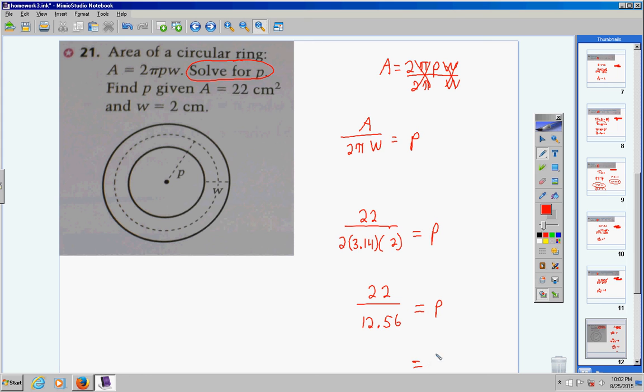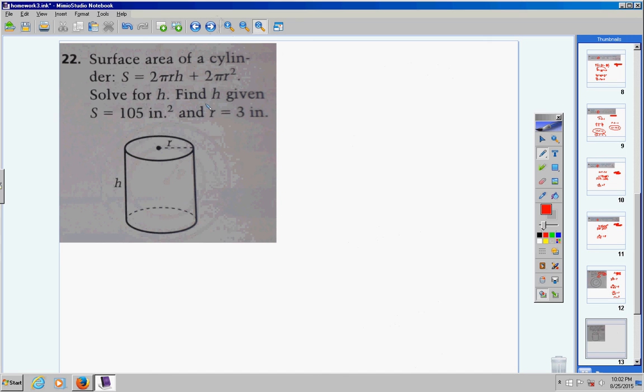Now with your calculators, simply take 22 divided by 12.56, and you will get approximately, rounded, 1.8 centimeters. I know it's centimeters because everything was in centimeters. Let's try a couple more of these, okay? Number 22. First of all, they want us to solve for h, okay? We're going to solve for h. So there we are, okay? So, step 1, simplify both sides. There's definitely no simplifying that I can do, okay?